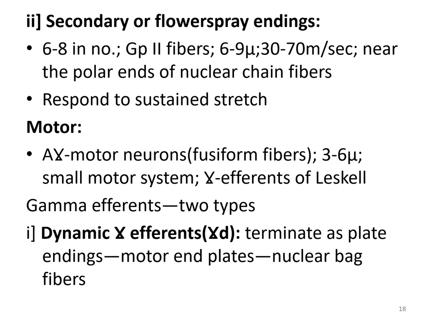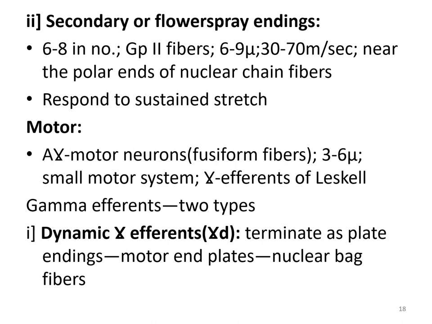The motor innervation is by the A gamma motor neurons, which belong to the small motor system, as they have a very small diameter, about 3 to 6 micron. They are also known as gamma efferents of Leksell. These gamma efferents are located at the ends of the muscle spindle. They constitute about 30% of the fibers in the ventral root of the spinal cord.